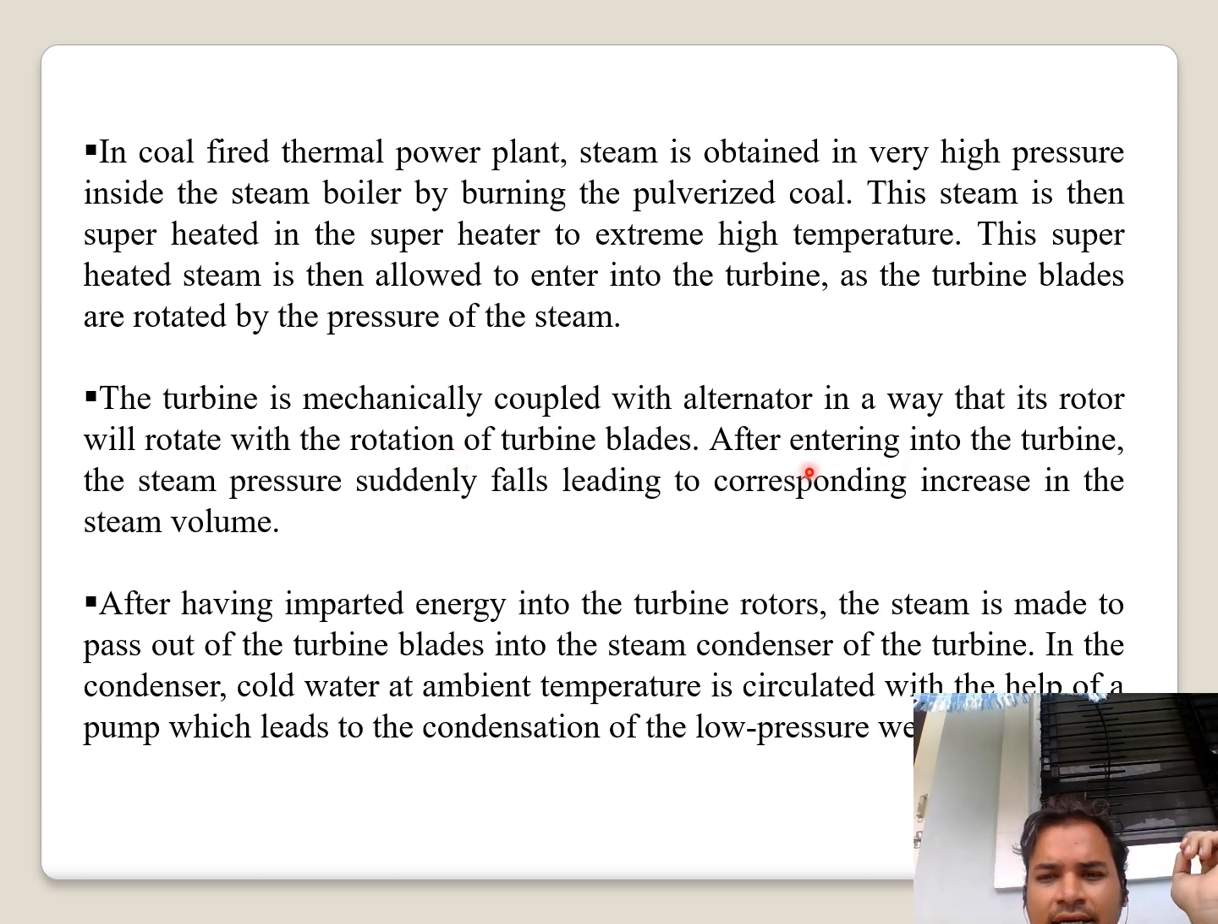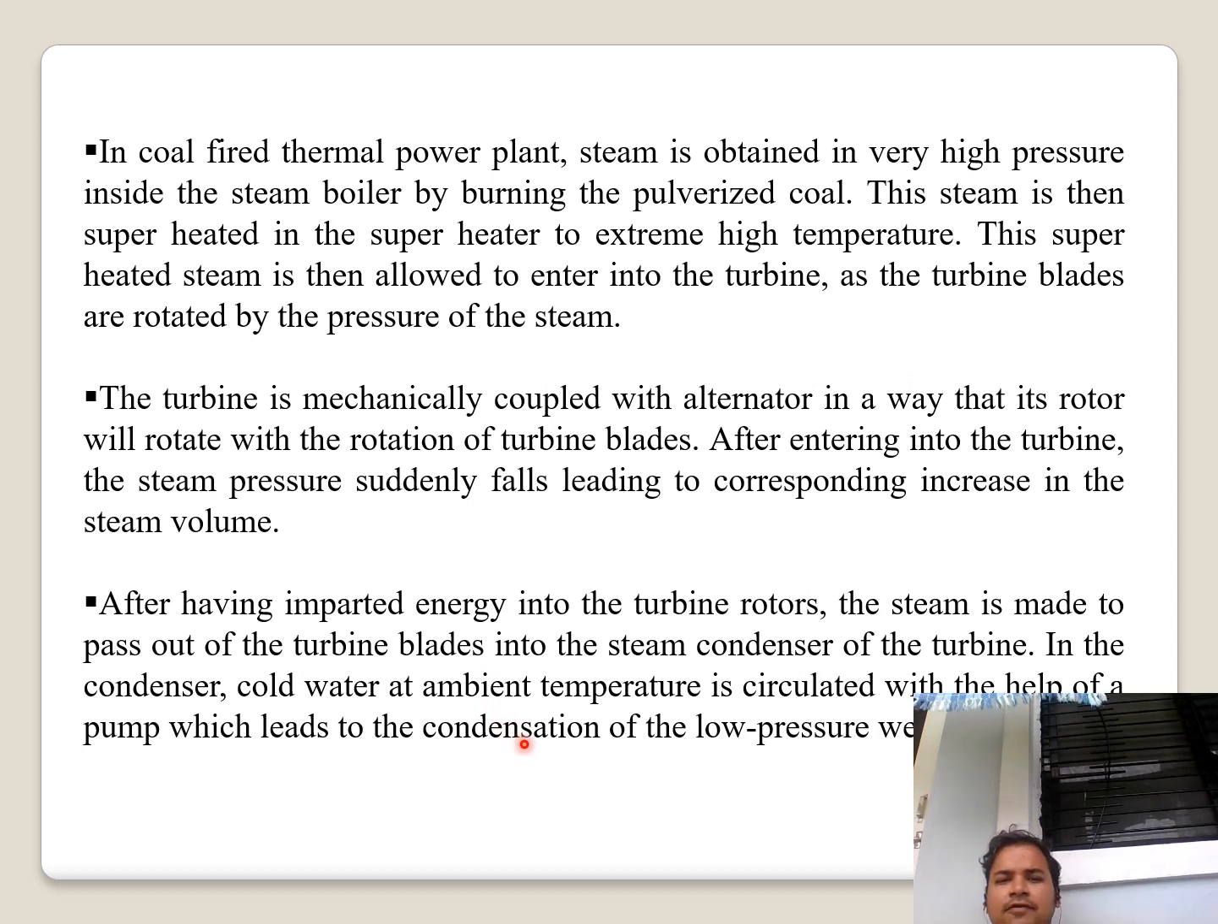After entering the turbine, the steam pressure suddenly falls, leading to a corresponding increase in the steam volume. Having imparted energy to the turbine rotors, the steam is made to pass out of the turbine blades into the steam condenser of the turbine. In the condenser, cold water at ambient temperature is circulated with the help of a pump, which leads to condensation into low pressure wet steam.